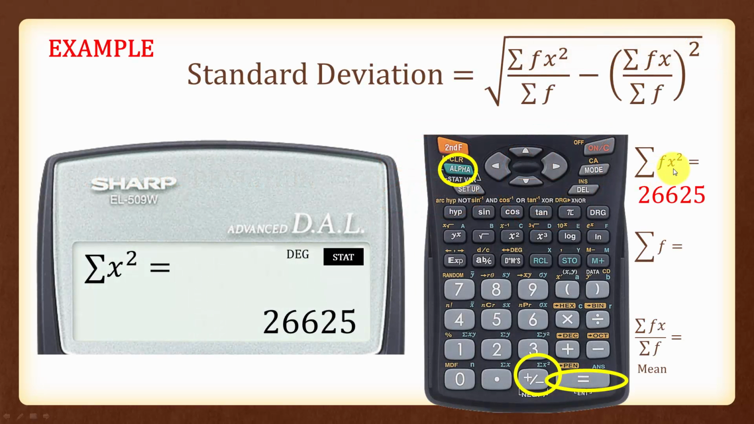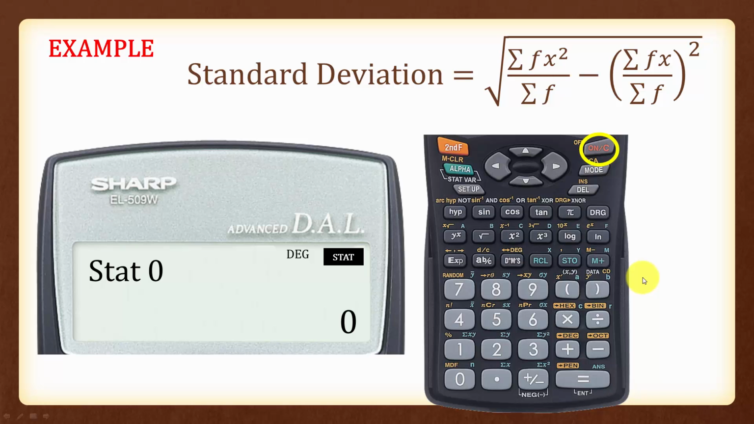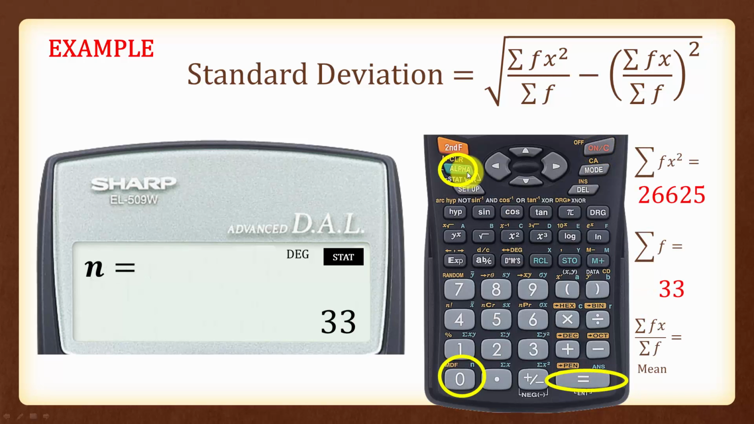To find the summation of fx squared, we will first press alpha, followed by this button here, the plus minus sign, followed by the equal button. And this symbol here represents the summation of fx squared. And the answer is 26,625. To find the summation of f, you need to press alpha, followed by 0 and equal to give us 33. The symbol for total frequency is given by the letter N here.